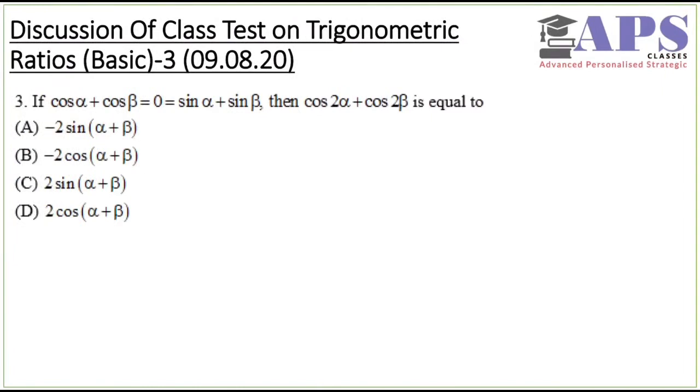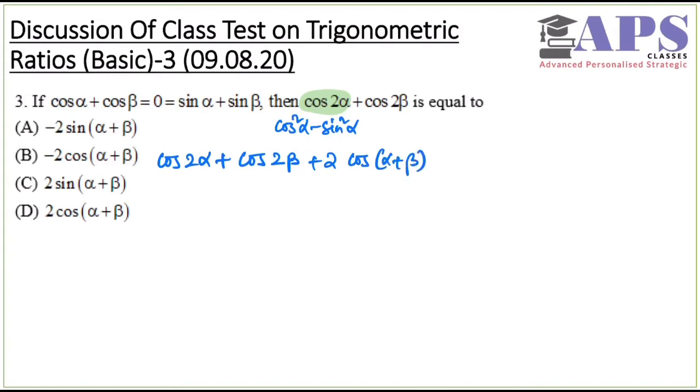In question number 3, we have to find cos 2 alpha plus cos 2 beta. Some relation is given. We know that cos 2 alpha is nothing but cos square alpha minus sin square alpha. And the relation that is given here, if I square and subtract, I will get cos square alpha minus sin square alpha, which will give us cos 2 alpha, and again cos square beta minus sin square beta will give us cos 2 beta, and then plus 2 times cos alpha cos beta minus sin alpha sin beta, that is cos of alpha plus beta, that will give you 0.